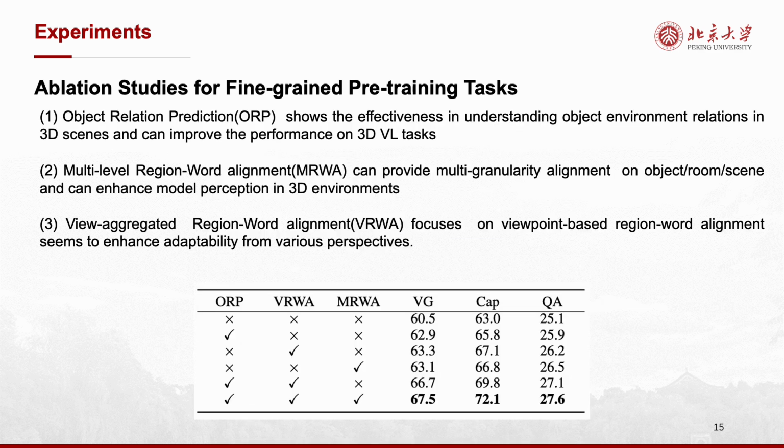We conducted ablation studies on the impact of fine-grained pre-training tasks. The results show the effectiveness of our object relation prediction in understanding object-environment relations in 3D scenes, and it can improve the performance on 3D VL tasks. Multilevel region word alignment can provide multi-granularity alignment on object, room and scene, and can enhance model perception in 3D environments. View-aggregated region word alignment focuses on viewpoint-based region word alignment and seems to enhance adaptability from various perspectives.